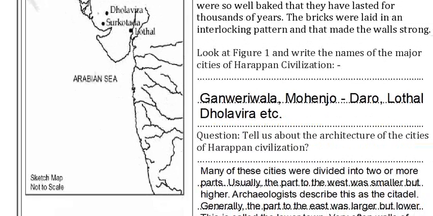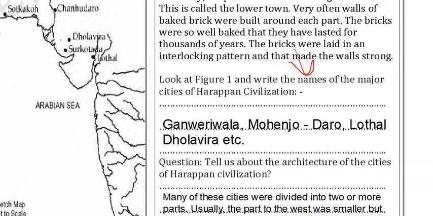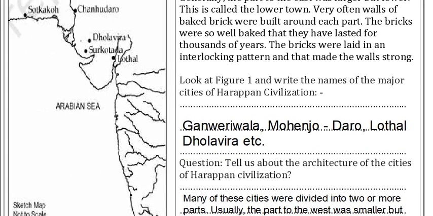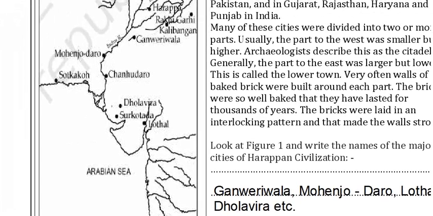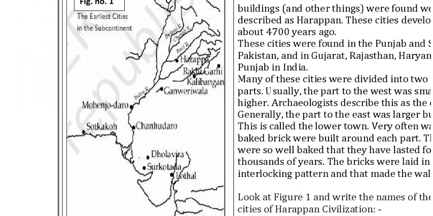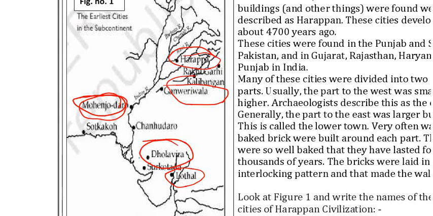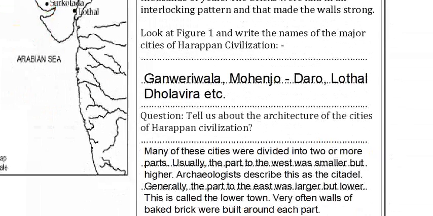Now look at figure 1 and write the names of the major cities of the Harappan civilization. If you see, the cities of the civilization are located near rivers, because the rivers supply them the water for irrigation and different industrial purposes. Now you can see Mohenjo-daro over here, situated on the Indus River, and Harappa also over here, and then Ganweriwala, Lothal and Dholavira, and Kalibangan also here. These are situated on rivers. Some are situated on the Indus, and Harappa is situated on the Ravi river, and others are also situated near it. Some cities we can name are Ganweriwala, Mohenjo-daro, Lothal, Dholavira, etc.